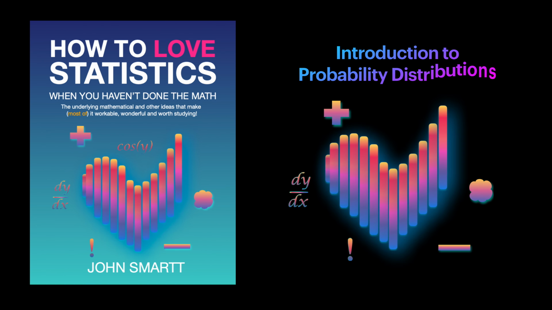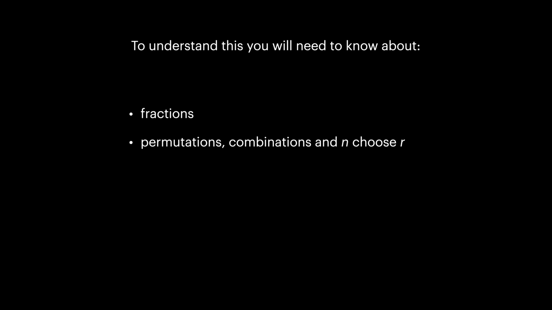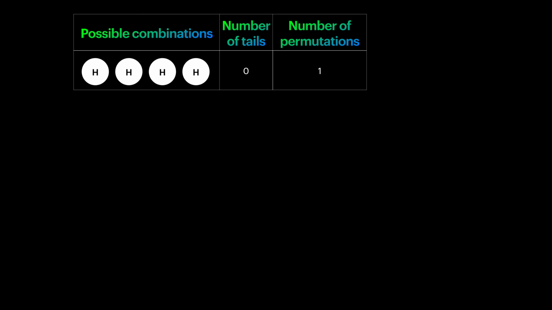So now we're talking about probability distributions, and to understand this you'll need to know about fractions, permutations, combinations and N-choose-R, the binomial theorem, the Cartesian plane, and that's it. And those things. You okay with those things? Yeah, we'll give it a go.